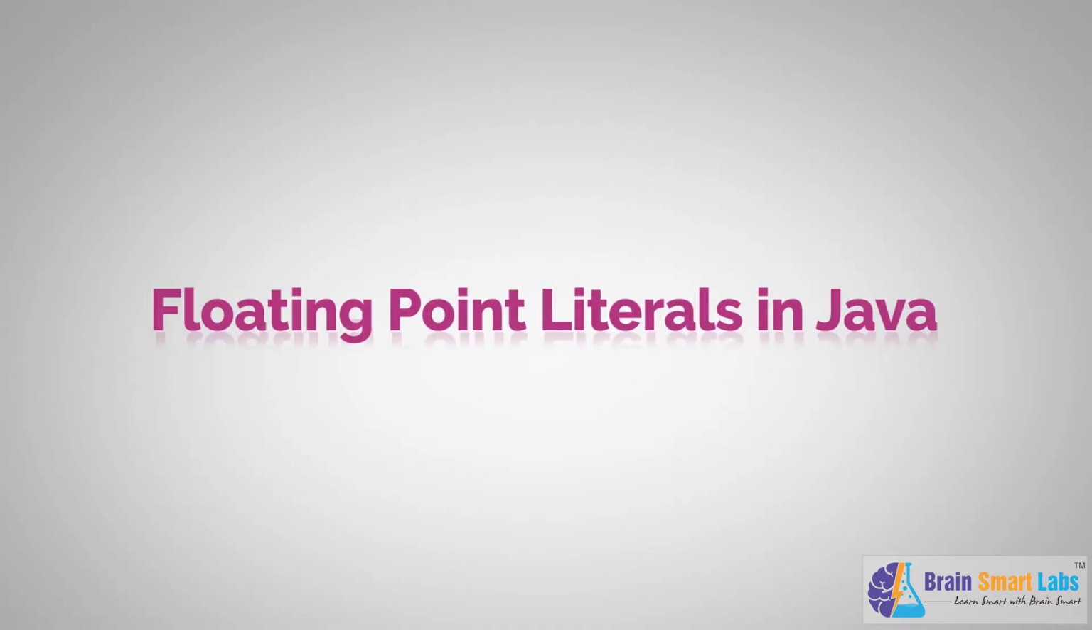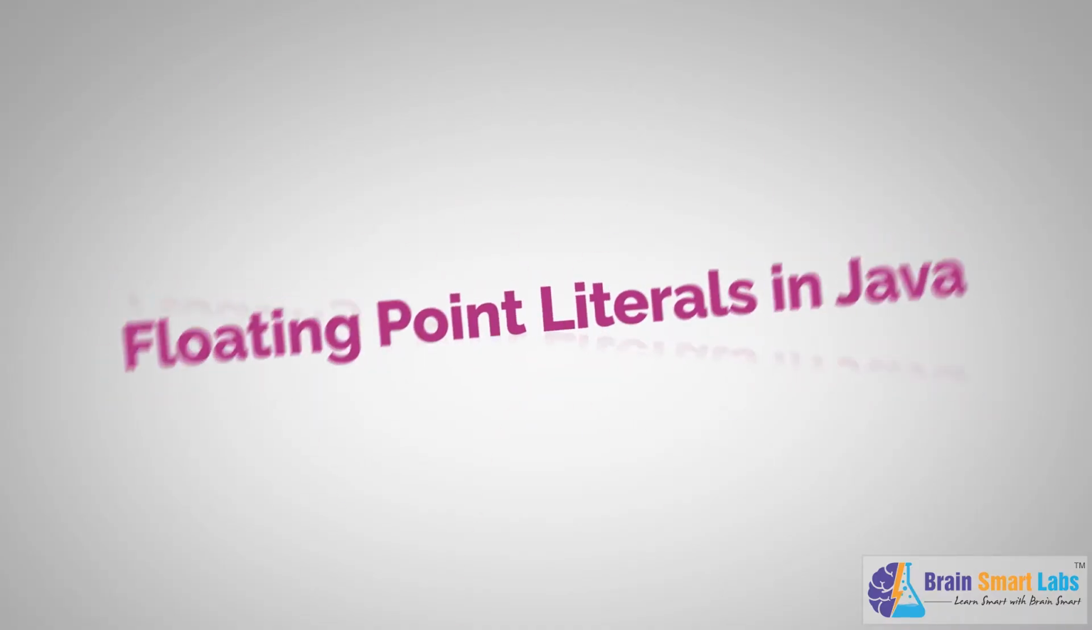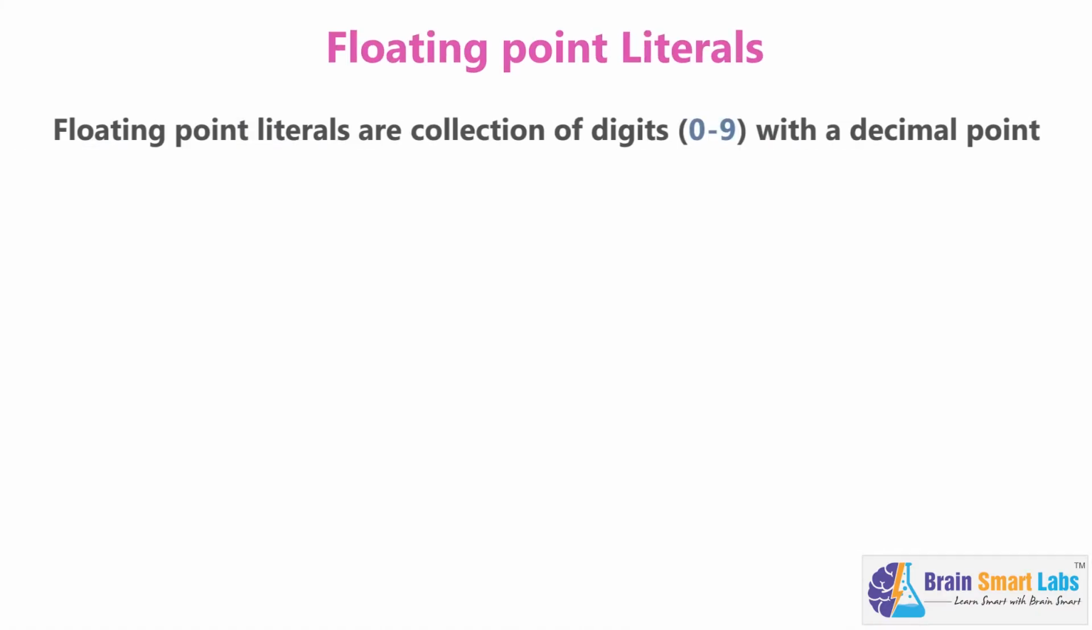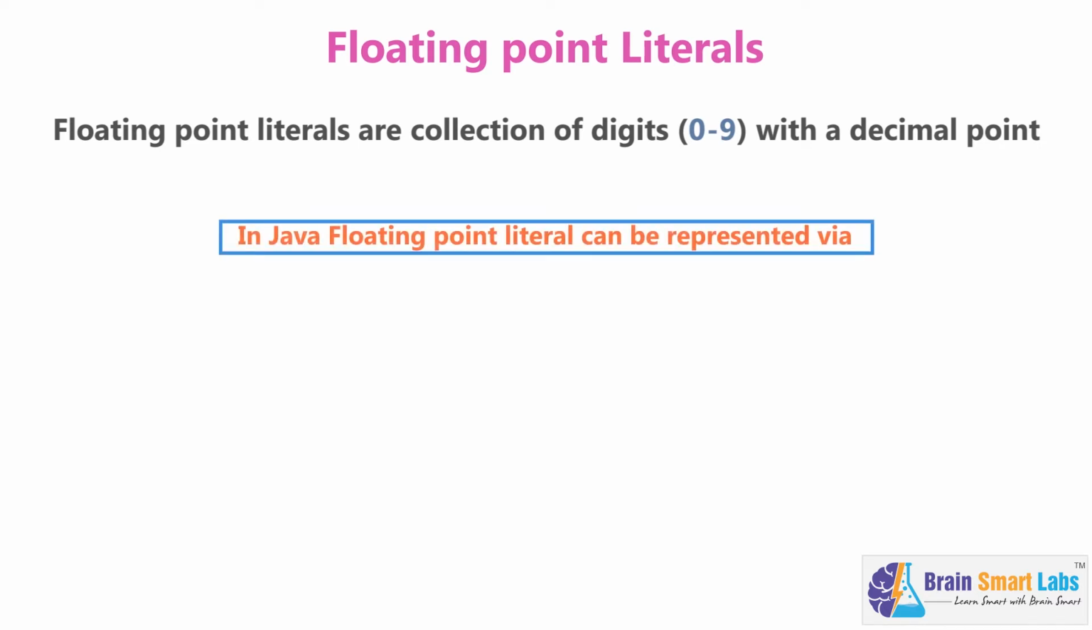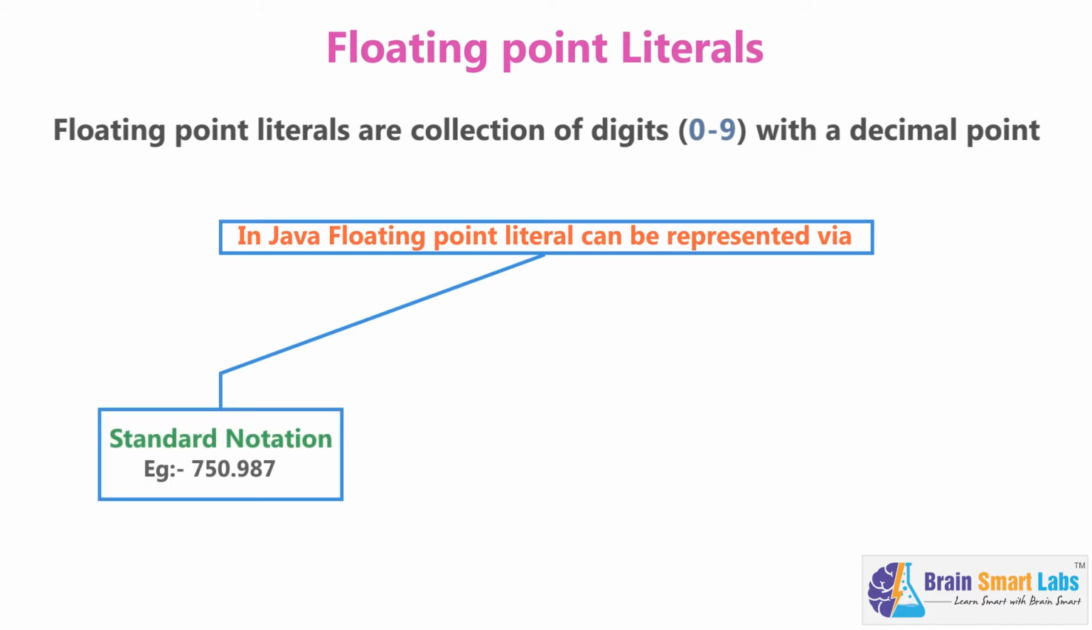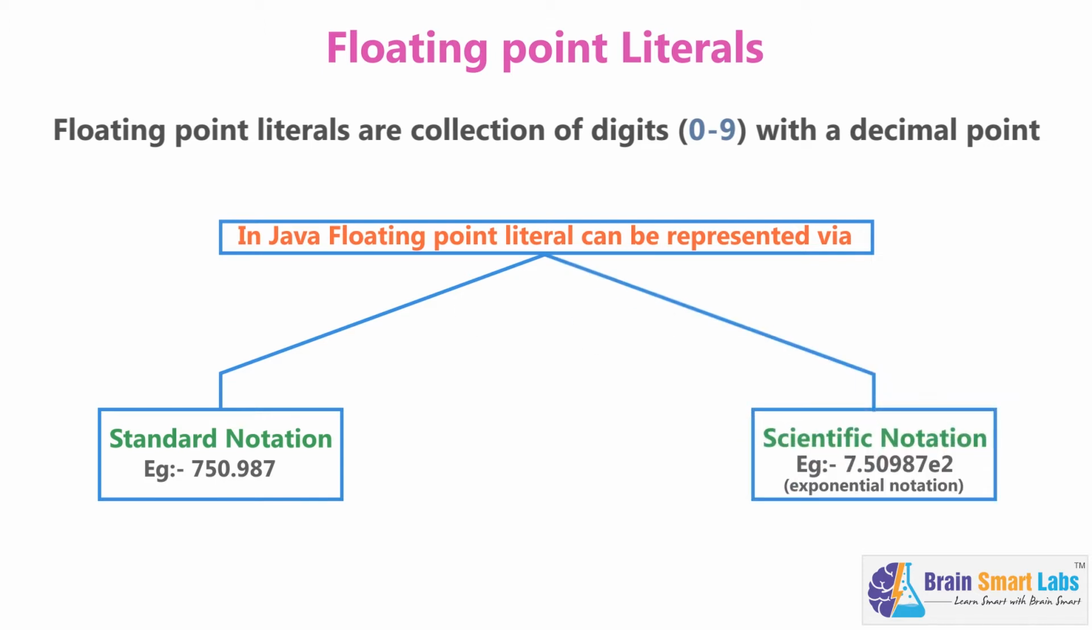Floating point literals in Java. Floating point literals is a collection of digits from 0 to 9 with a decimal point. There are two ways of representing them in Java. They are A. Standard notation, for example 750.987, and B. Scientific notation. The same number can be represented as 7.50987E2.